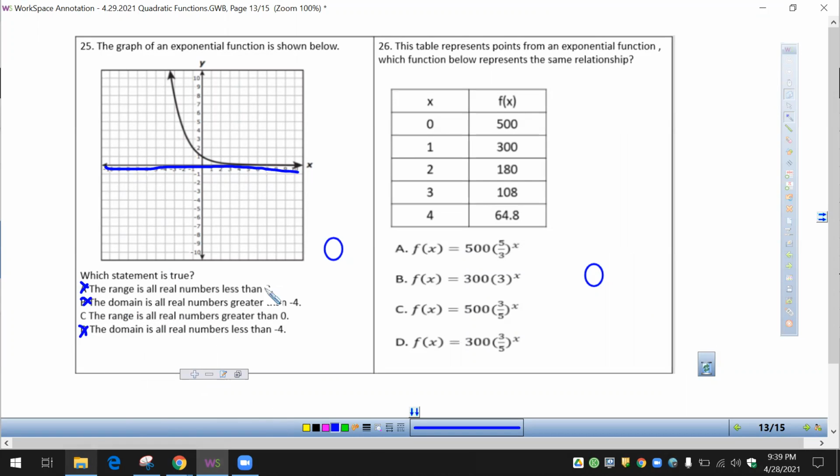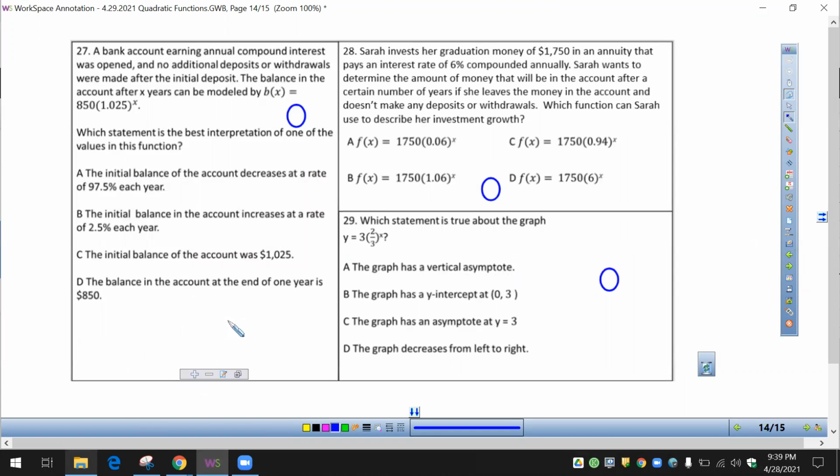So here the range is all real numbers greater than 0. You see how the lowest point is 0? It goes up. All right, that's it. Here, just pick 2 points and see which one it goes through. All right, goes through those 2 points. And here, they just want to know what these numbers represent.